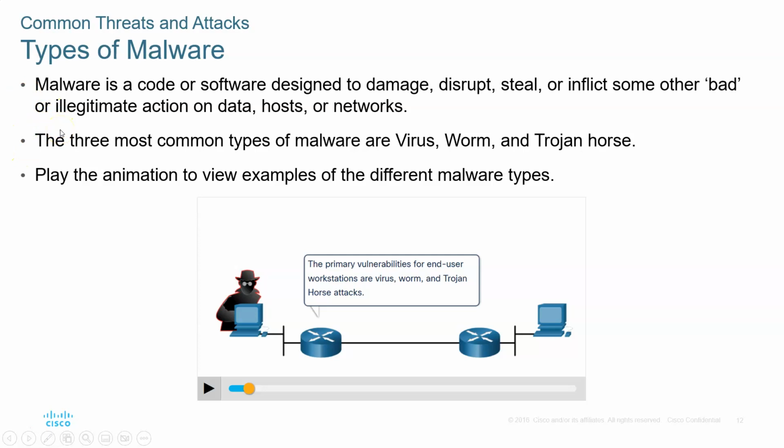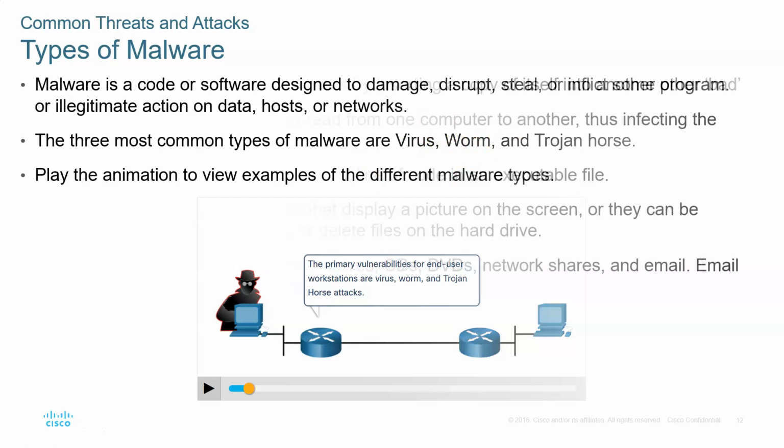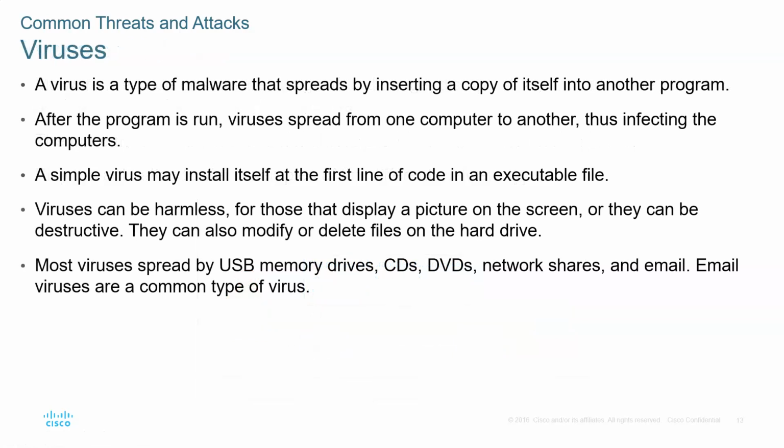So it's a code or software. They are meant to damage, disrupt, steal, or do whatever damage to your network or your device. And it could be viruses, worms, or Trojan horses. So you've got to know the difference between them, and you should be able to protect against all of these different types of malware.